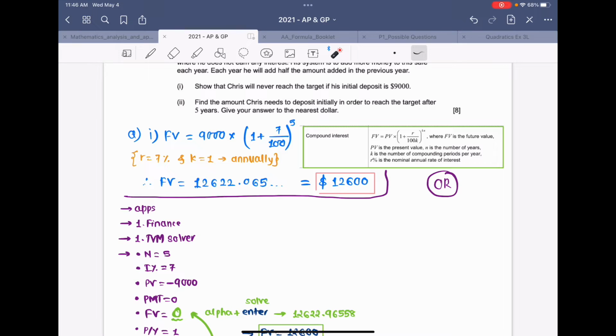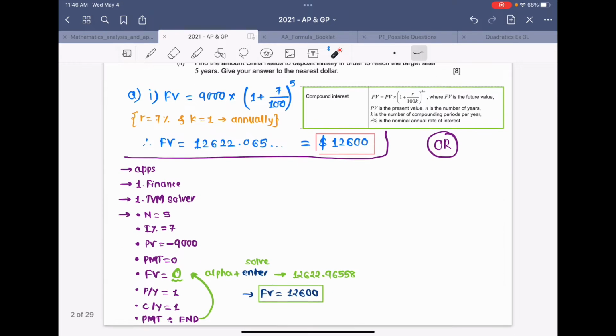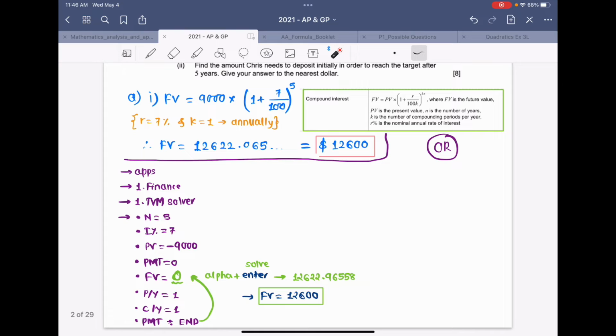There is another method which you can do on the TI-84 Plus CE. First, go into Apps. After that, go into the first option, called Finance. Once you go inside, you will see the first option called TVM Solver, and you will see these ready-made formats already there. Now you have to be very careful what to find and how to find. N is already given, which is 5. I is already given, which is 7%. Don't enter 7%, just enter the 7.